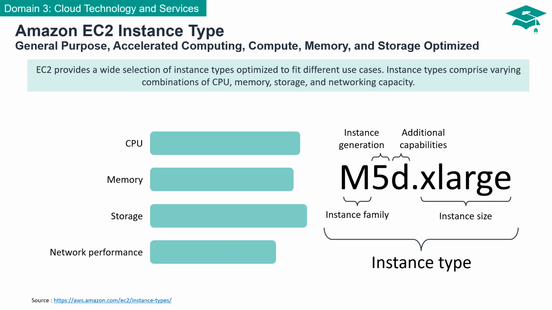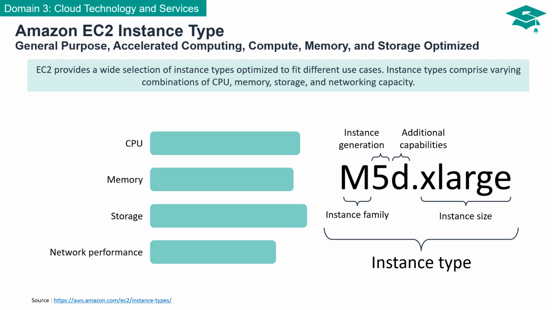AWS offers a diverse range of instances tailored to various workloads, categorized into general purpose, accelerated computing, compute, memory, and storage optimized types. Let's break down this complexity by looking at a specific instance type, the M5D.xlarge. Consider the M5D.xlarge instance as an example. Every EC2 server encompasses 4 key computing resources: CPU, memory, networking, and storage. Workloads differ in their resource requirements: some are CPU intensive, others memory intensive, and so on.